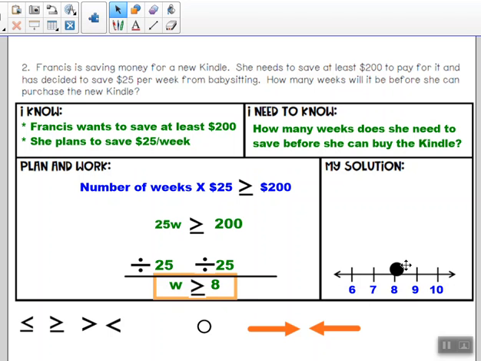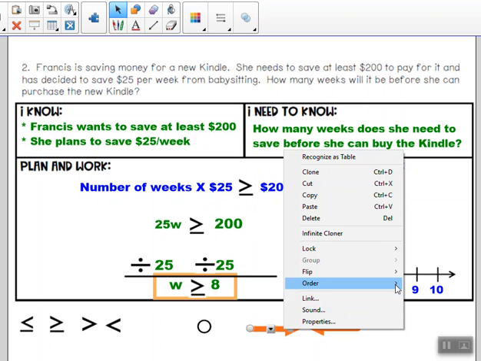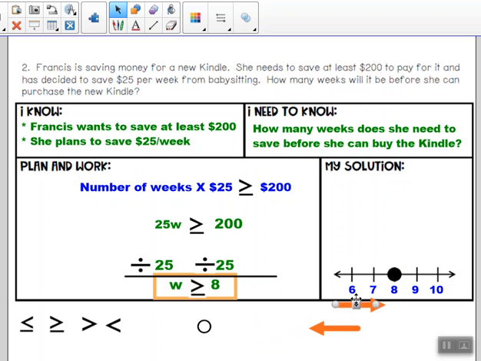Now they can save exactly 8 weeks. So I'm going to use a closed dot here, because if they saved 8 weeks, that would be 8 times 25, which is exactly 200. So 8 works. But the other thing here is that we want to show other weeks that they could also save. They could save for 9 weeks, 10 weeks, or 11 weeks, or so on. So our solution set is 8 and everything higher.